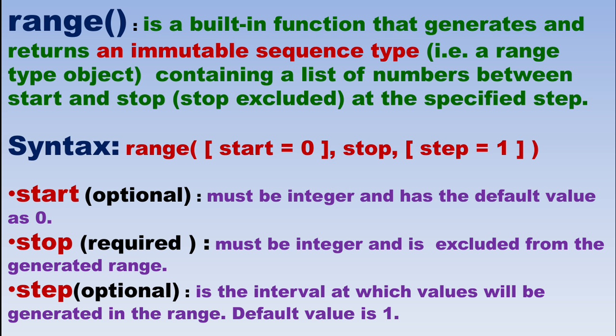So if suppose you have given range 5, 10, 2, then 5 is the value of start, then 10 is the value for stop and 2 is the value for step. So here the values are going to be generated from 5 to 10, but 10 will not be included at the step of 2. Okay, so this is how it works. It will be clear to you when we see some examples.